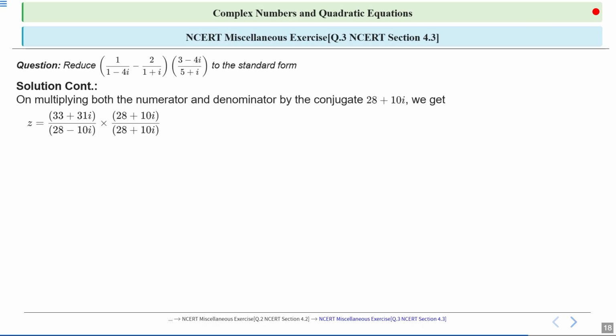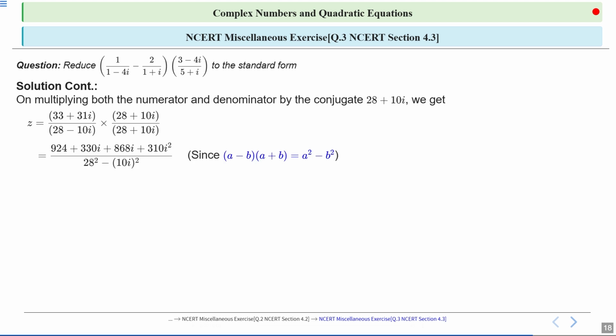To simplify the expression, we need to get rid of the complex denominator. So we do this by multiplying both the numerator and denominator by the conjugate of the denominator, which is 28 plus 10 times iota. So our expression becomes z equals 33 plus 31 times iota divided by 28 minus 10 times iota, multiplied with 28 plus 10 times iota divided by 28 plus 10 times iota.